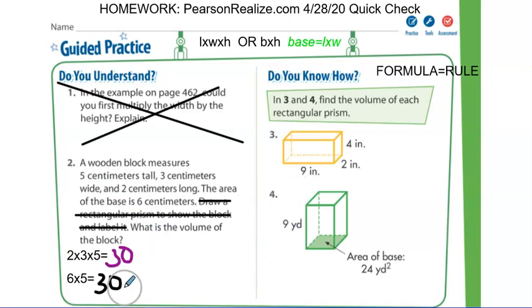And remember that our answer is not just 30. It's going to be whatever our unit is, which is centimeters.